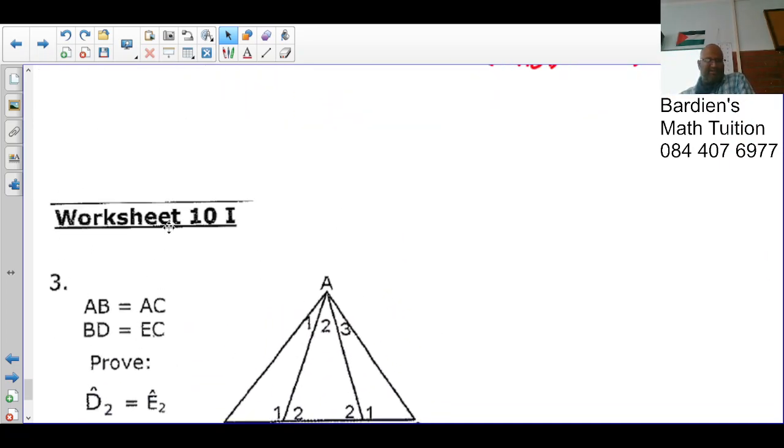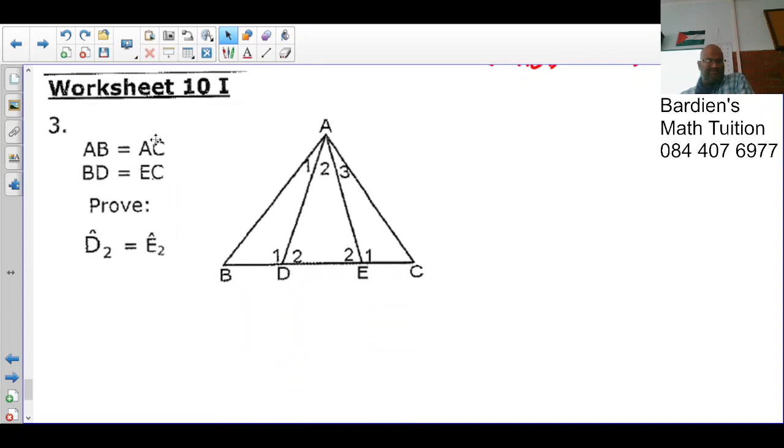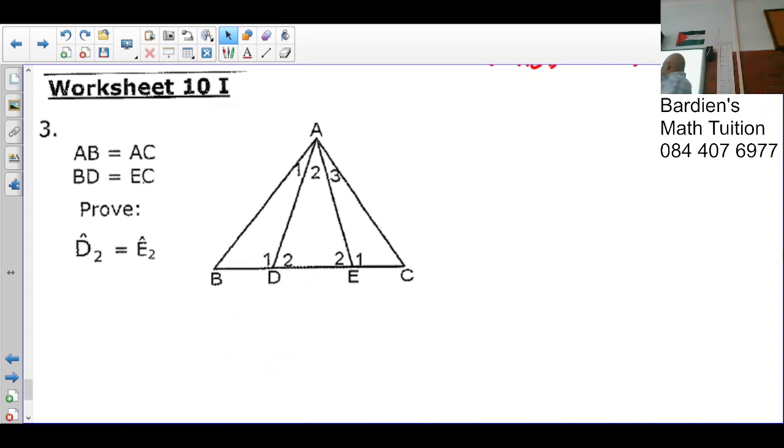Let's look at number 3. You are required to prove that D2 is equal to E2 if AB is equal to AC and BD is equal to EC. So how are we going to prove that D2 is equal to E2? If those angles were equal, what can be concluded?